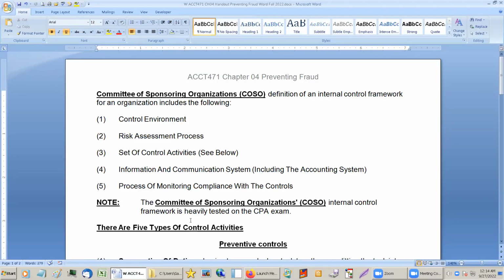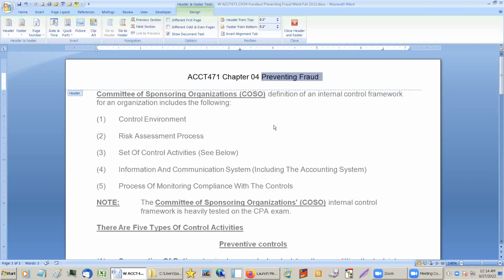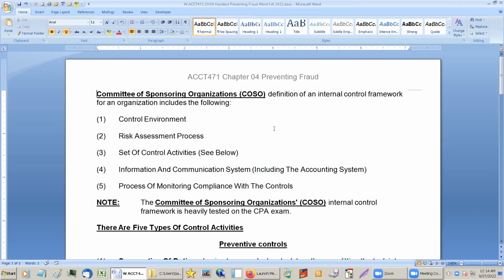Okay, chapter four. Chapter four is on preventing fraud, and you can never really prevent fraud, but you can do some things to try to prevent it as much as possible. Okay.